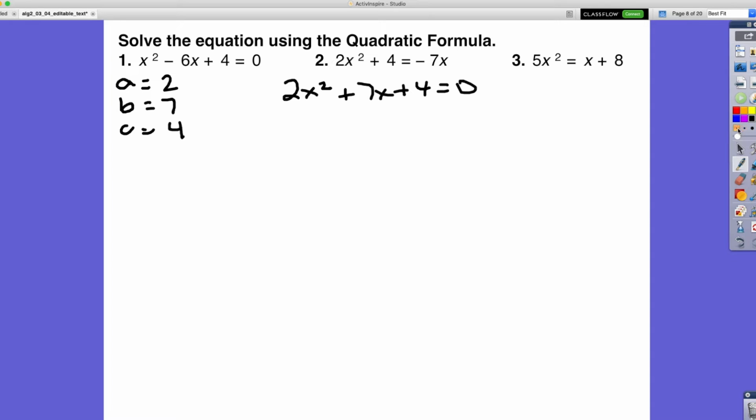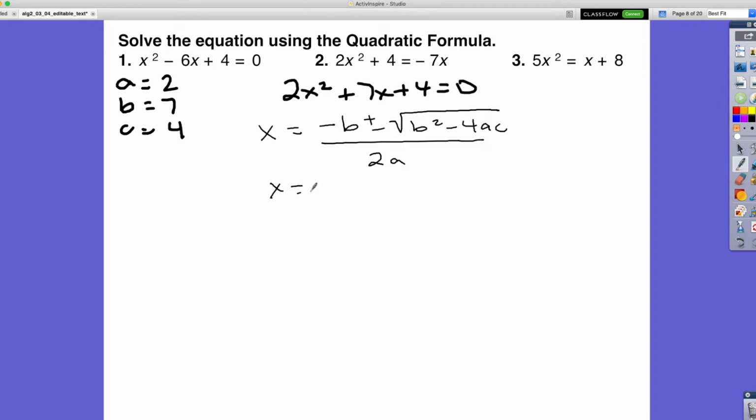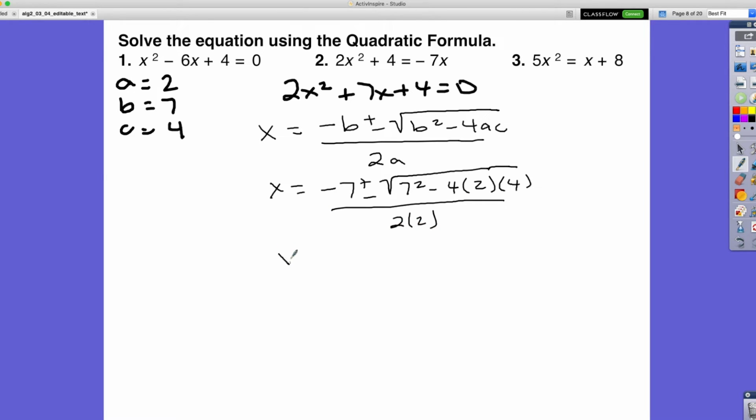And let me change my pen, it's a little thick. Here we go. X equals the opposite of b plus or minus the square root of b squared minus 4ac all over 2a. Now we're just going to plug it in. Opposite of 7 plus or minus the square root of 7 squared minus 4 times 2 times 4 all over 2 times 2. Now we're going to simplify it. So you want to make sure you show all of your steps because it's very easy to make a mistake.